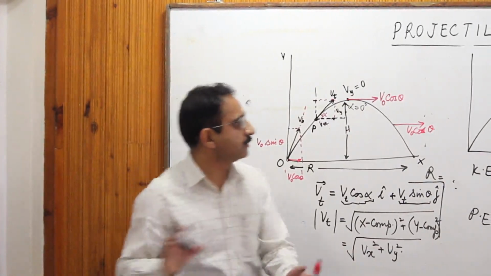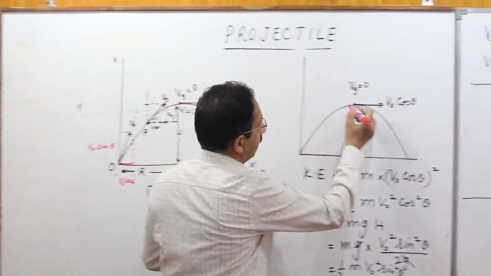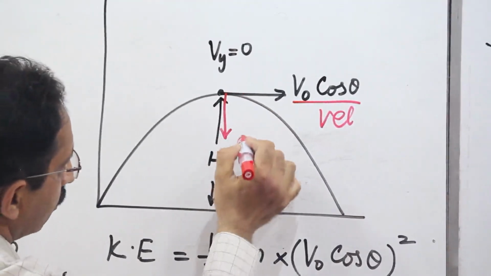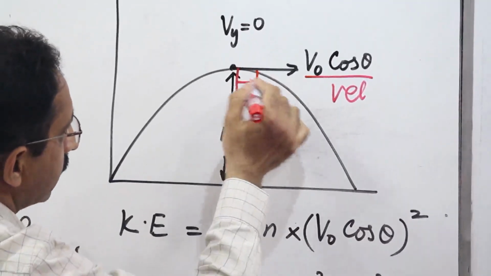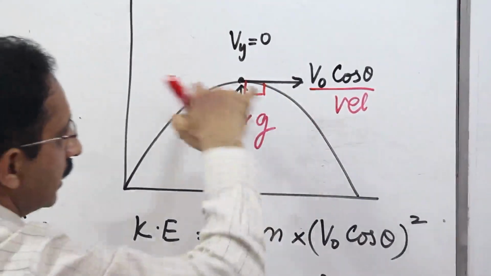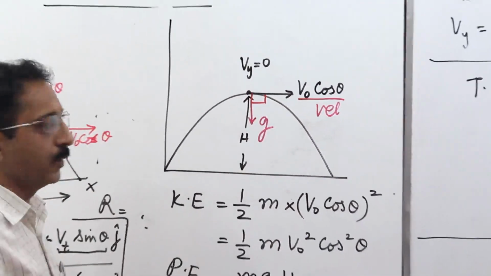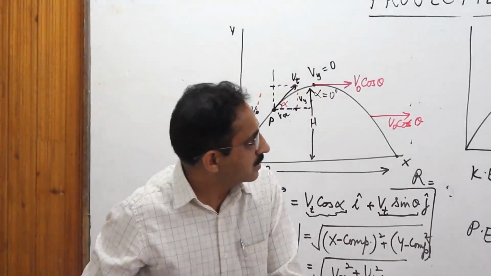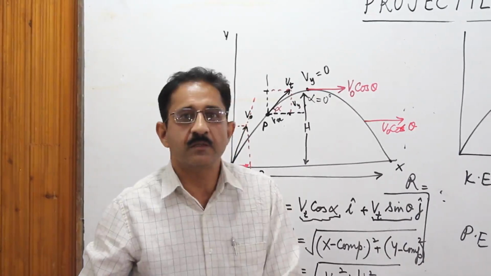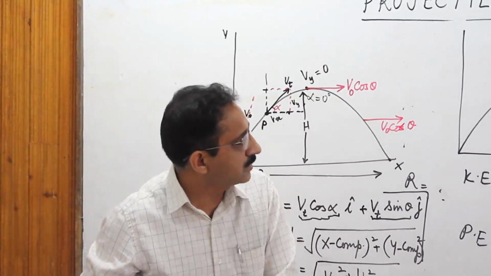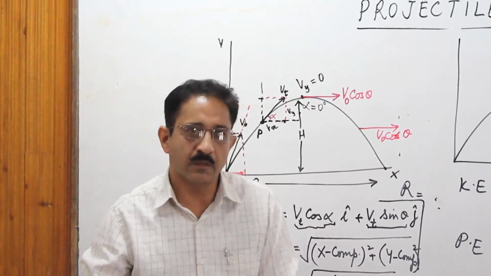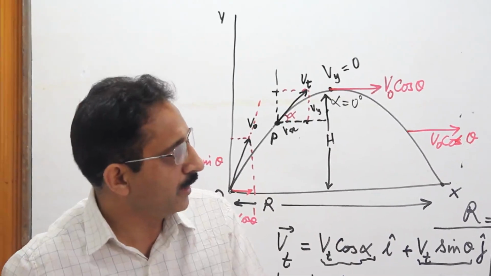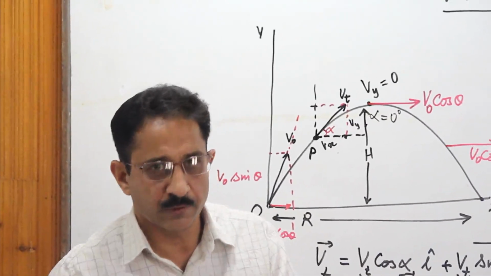And the last thing I would say here is that at this point, the velocity of the body and the acceleration are perpendicular to each other. The acceleration due to gravity g is downwards, and this velocity is purely horizontal. So at this point the velocity is perpendicular to acceleration. You will find very few situations in the physical world where velocity is perpendicular to the acceleration. This is one such situation. So I hope that we have covered most of the points related to projectile motion.